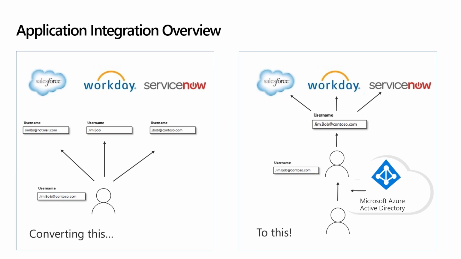When we talk about application integration, let's see what it means. In this picture on the left side, you might see your current model. Here, Jim Bob is a user of organization Contoso, and he is using 3 different types of application. He is using Salesforce as a sales application, Workday as an HR application, and ServiceNow as a ticketing application. But you can see that Jim Bob has different identities in all 3 applications. For Salesforce, he is using jimb@hotmail.com, whereas in Workday, he is using the username jim.bob, and for ServiceNow, it's jbob@contoso.com.